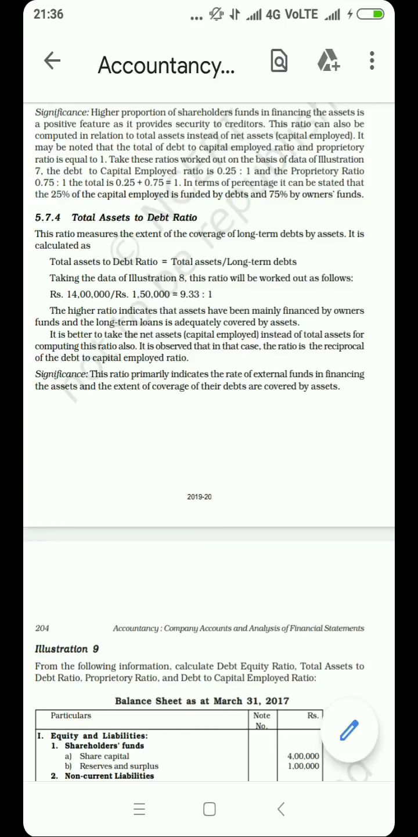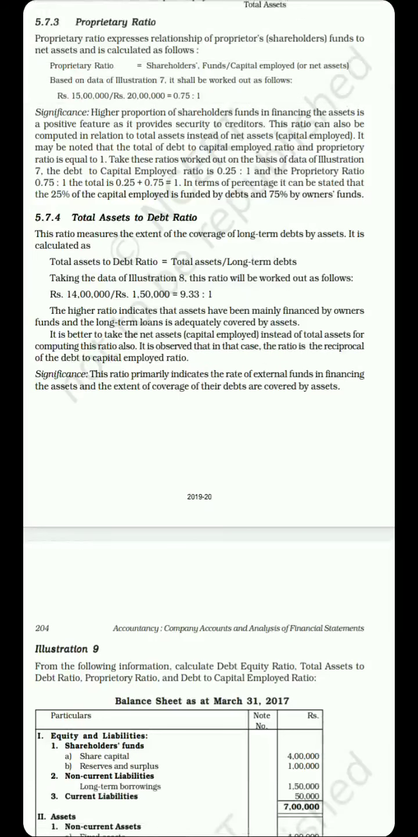It is better to take the net assets instead of total assets for computing this ratio also. It is observed that in that case, the ratio is the reciprocal of the debt to capital employed ratio. You need not go into this. Study only total assets to long-term debts ratio.